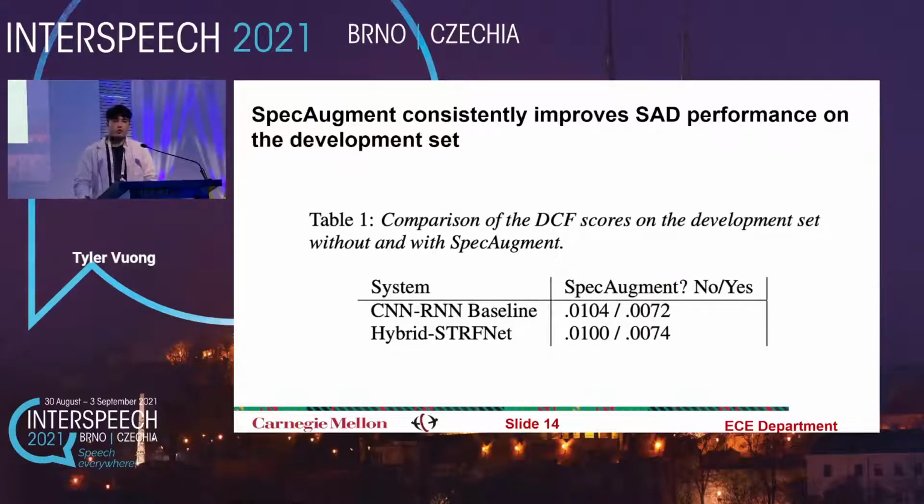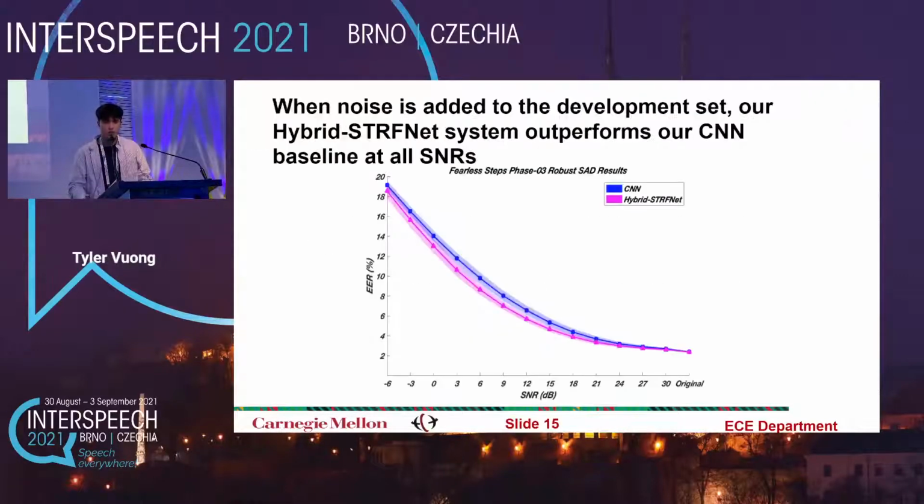So here's the first result. The first result we found, very similar to a lot of other results in the field, is that SpecAug consistently improves speech activity performance on the development set. So we have our baseline, which is the CNN RNN baseline, and our hybrid STRFnet on the development set. You see there's a big difference between when we use SpecAug and when we don't use SpecAug. And I think that's very consistent with prior research in ASR and other fields.